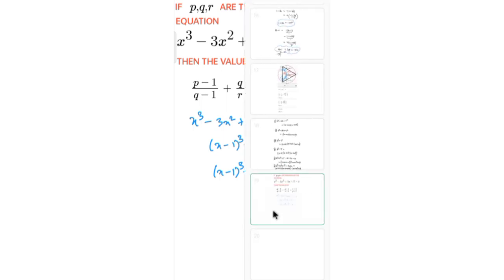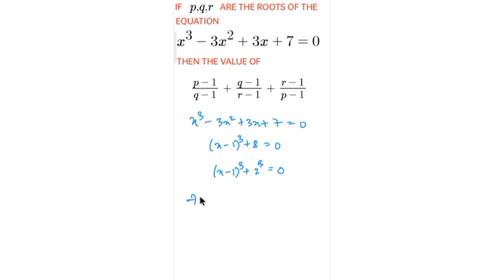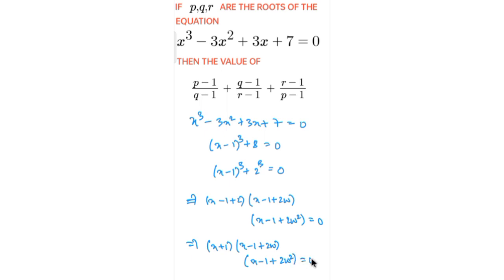Now we already saw that a cube plus b cube can be written as (a plus b) into (a plus b omega) into (a plus b omega square). So using that, I can write this as (x plus 1) into (x minus 1 plus 2 omega) into (x minus 1 plus 2 omega square) is equal to 0. Fine. So this is what we're going to get.